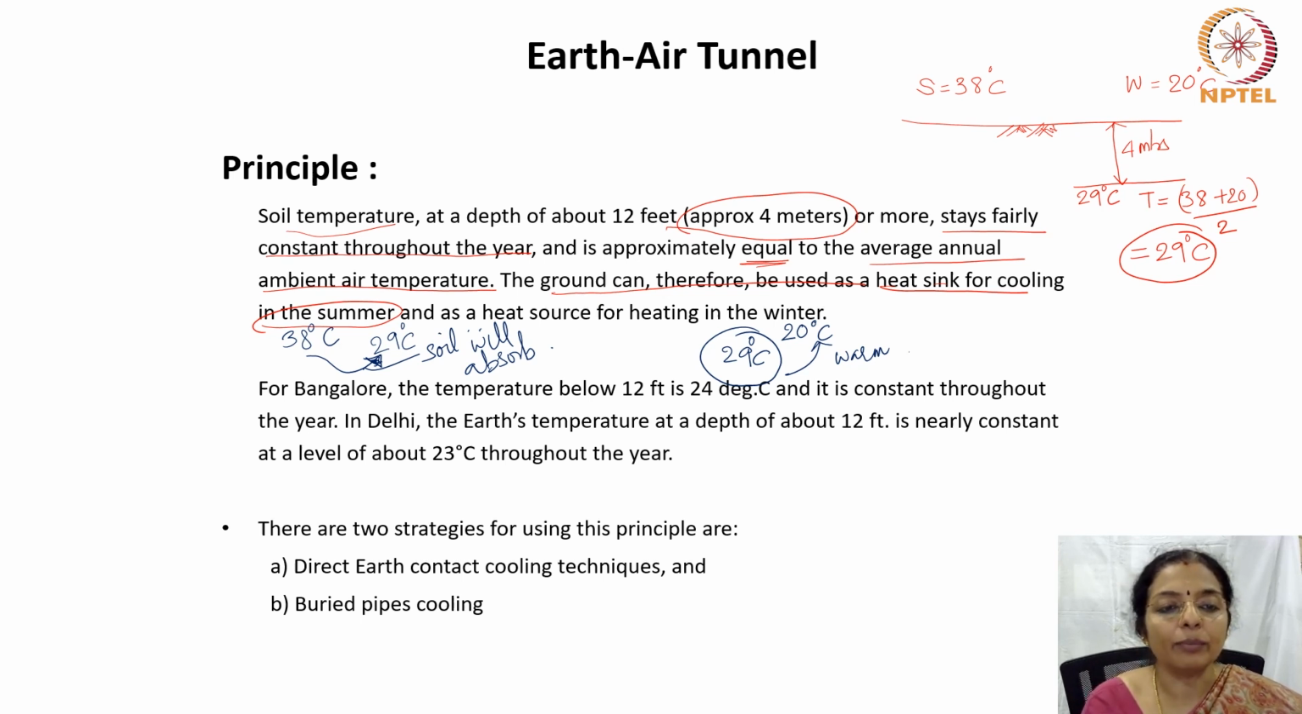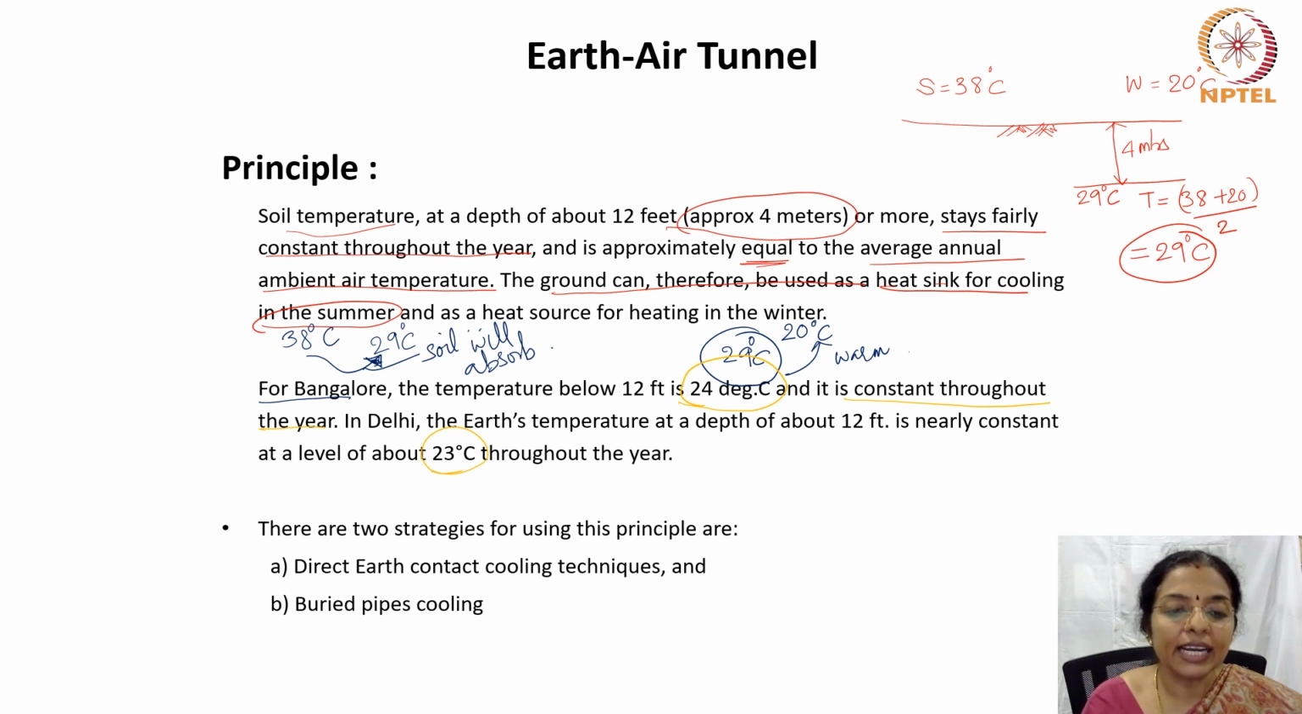For example, in Bangalore, the temperature at a depth of 12 feet is 24 degrees centigrade. And this remains fairly constant throughout the year. Whereas in Delhi, the Earth's temperature at 4 meters or 12 feet is a constant at 23 degrees centigrade throughout the year. There are two strategies for using this principle.